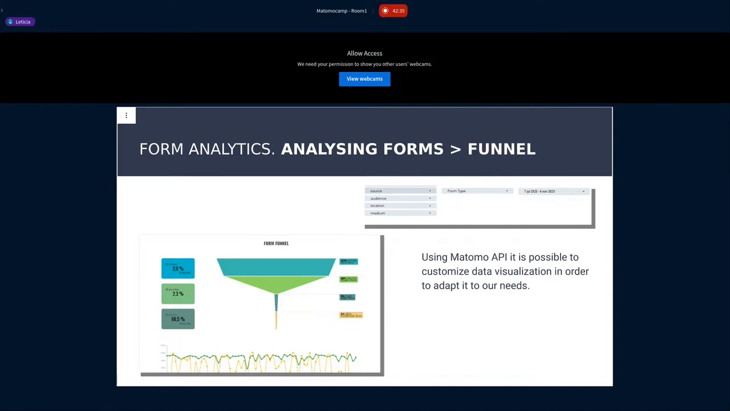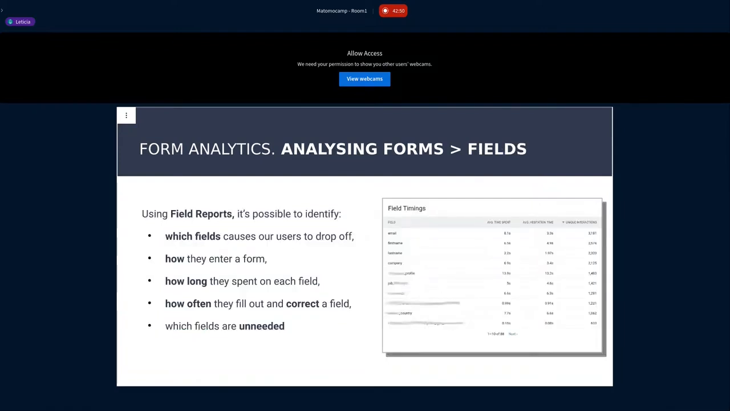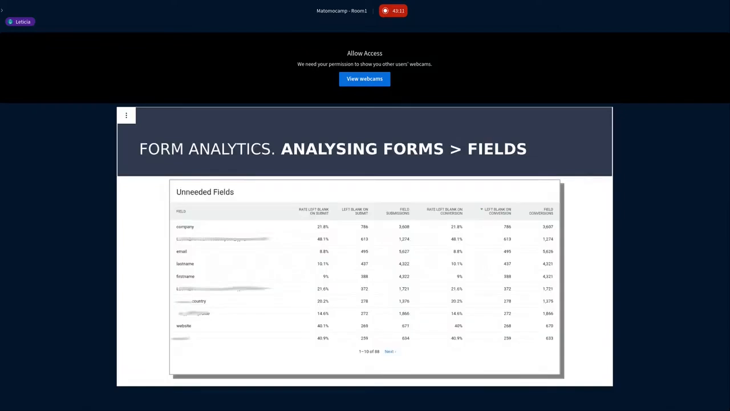And the last thing to say about the form analytics reports: so far we have talked about forms and the user form flow, but let's talk for one minute about the field reports, because this is so awesome in Matomo. Using these reports, we can identify where we drop off users, how much time they spend in a specific field, or if they have problems selecting some of these fields.